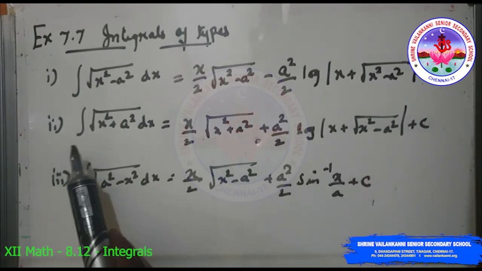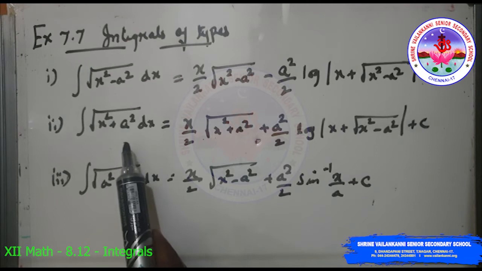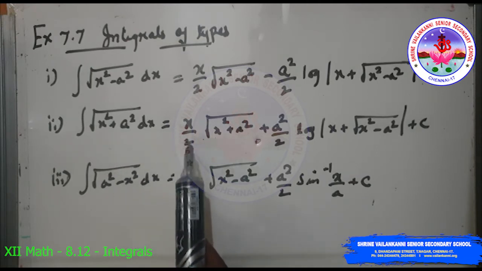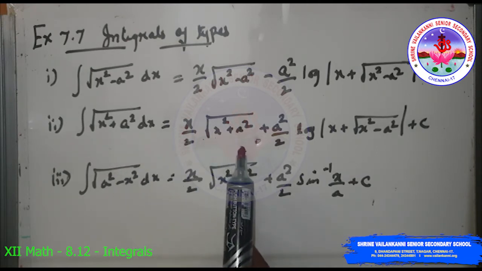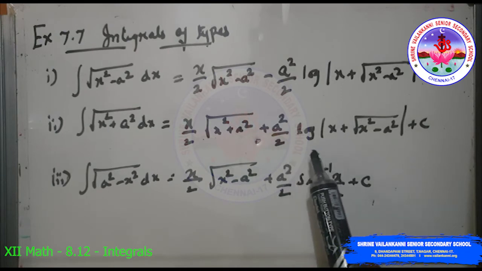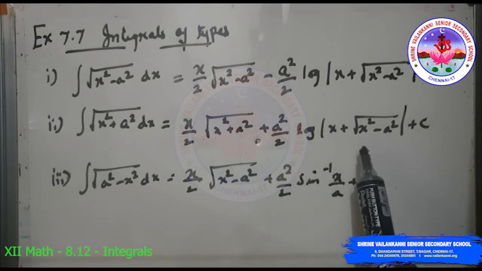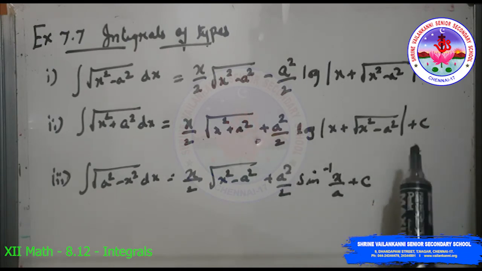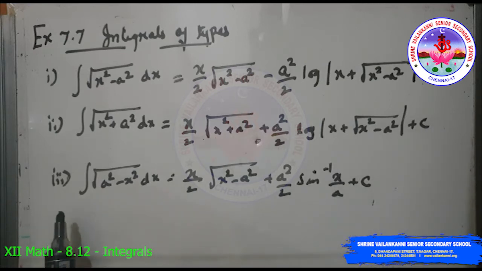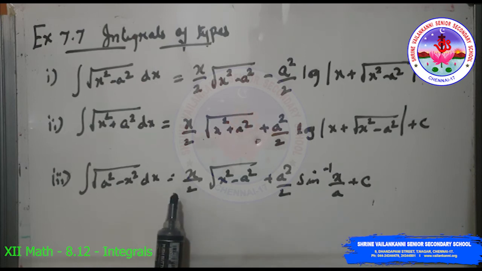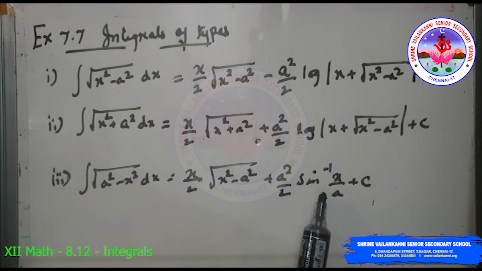The second type is integral of root of x square plus a square dx, which is equal to x by 2 root of x square plus a square plus a square by 2 log of modulus of x plus root of x square plus a square plus c. And the third type is integral of root of a square minus x square dx, which is equal to x by 2 root of a square minus x square plus a square by 2 sine inverse of x by a plus c.